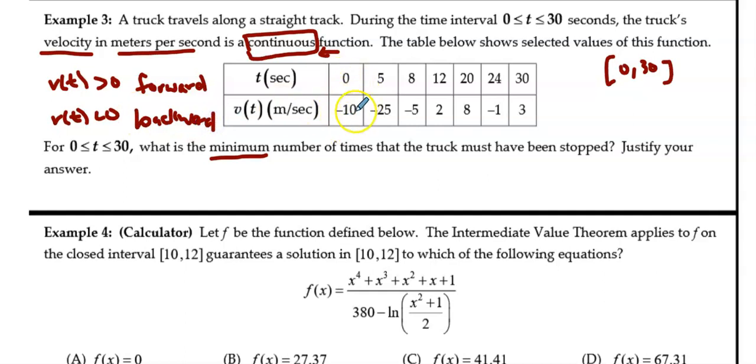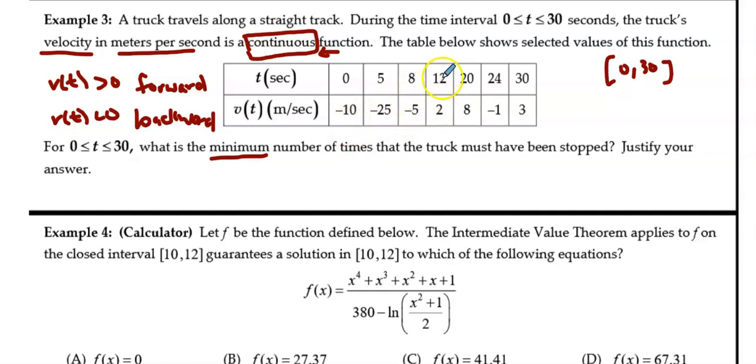So at time equals 0, this is negative 10 meters per second. This means we're going backwards. So the truck's going in reverse. And then at time equals 5, we're still going in reverse. Now, somewhere between 0 and 5, we could have gone forward, but right now this is the only information that we have. So we know that we're definitely going backwards from 0 to 5. Again, we don't know anything about forward, so we're just going to assume that right now we're still going backwards. From 5 to 8, we're still going backwards. So all of these are backwards, backwards, backwards.